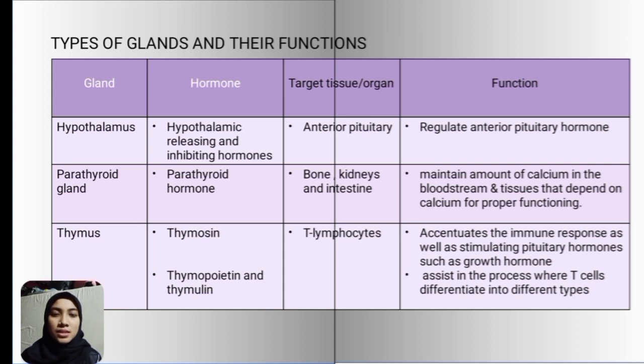Thymus gland. Thymosin, also thymopoietin and thymulin, will be released. The target tissue is T lymphocytes. It accentuates the immune response as well as stimulating pituitary hormones such as growth hormones. It also assists in the process where T cells differentiate into different types.